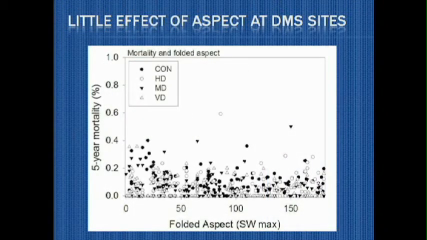Now, for the DMS, this is a scatter plot of the 5-year mortality on the y-axis of individual plots, and I've coded it here by treatment. Then there's the folded aspect with the southwest maximum on the x-axis. What you can see is that so far at the DMS sites, we're not seeing a strong effect of aspect on mortality rates. The other thing I would point out is that there's high variability among all the treatments for individual plots in terms of mortality.